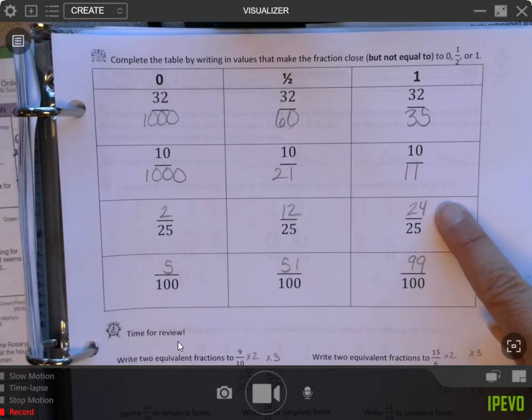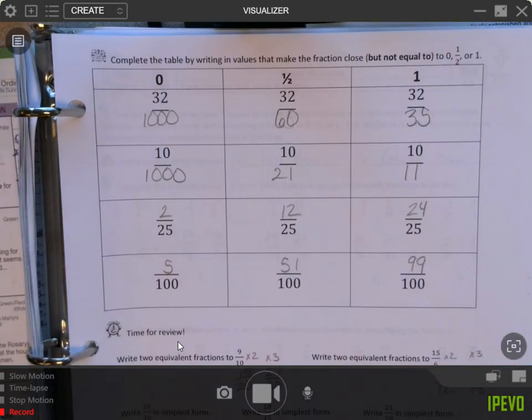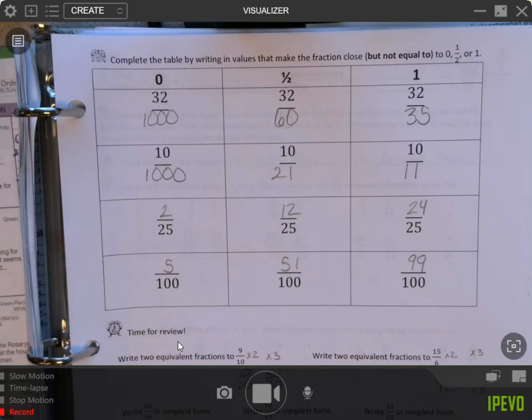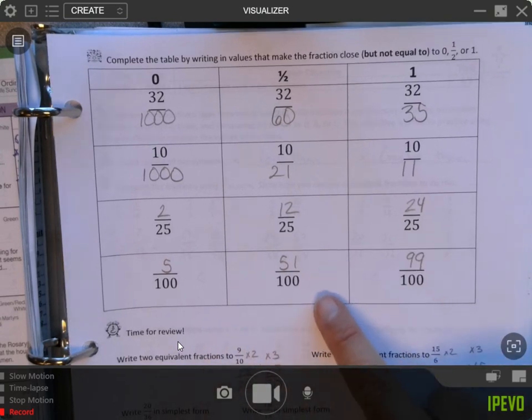In class we did an example of 26 over 25. It's close to that 1 whole. It doesn't have to be exactly what I have as long as you're close. Then on the bottom, 5 over 100. I would probably even just keep it even simpler and say 1 over 100, right? That's close to 0. 51 over 100.